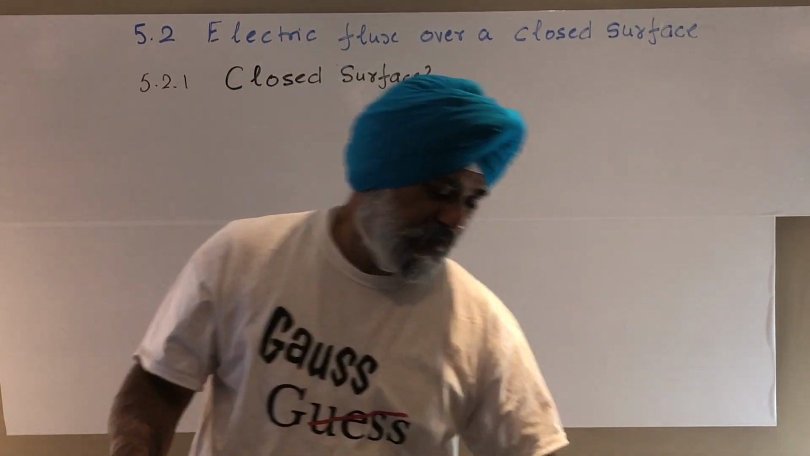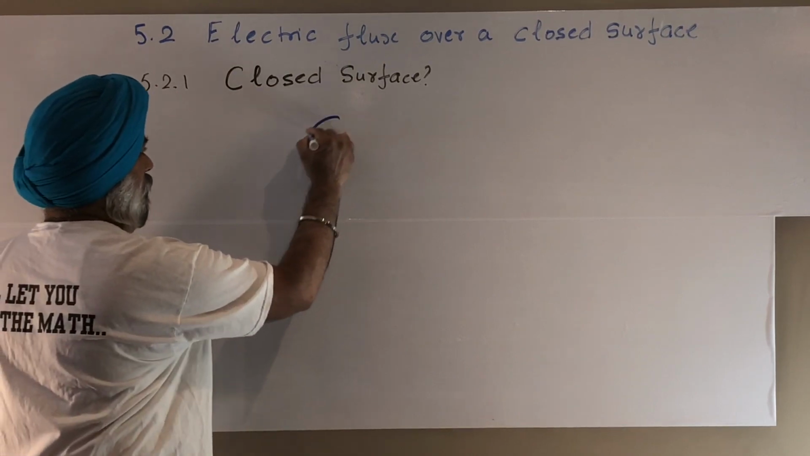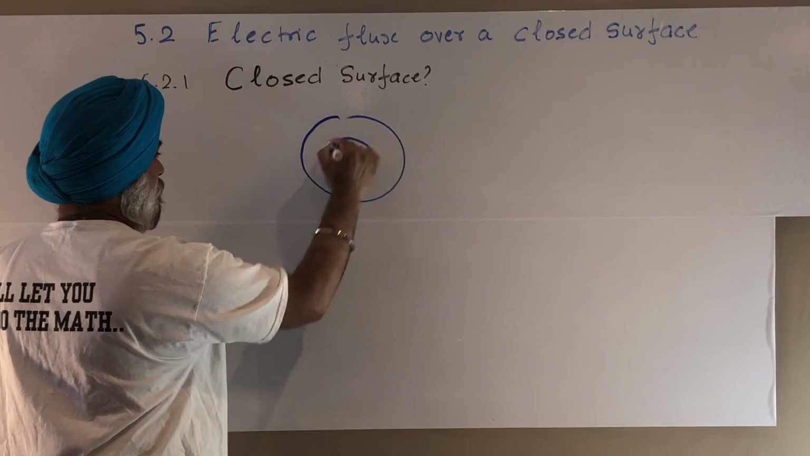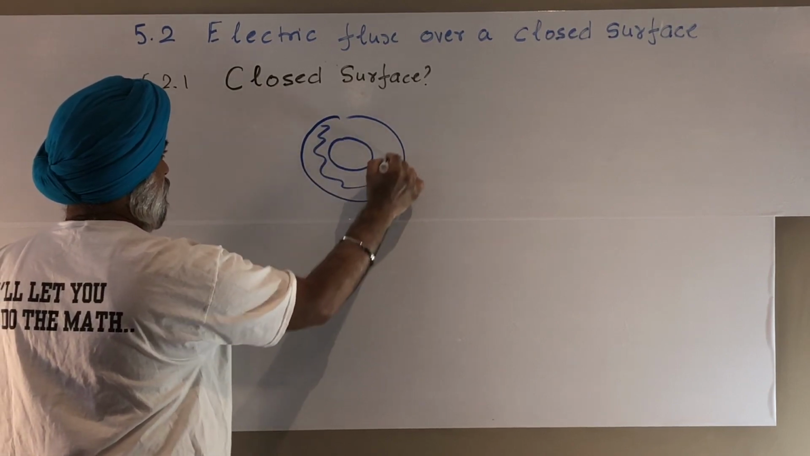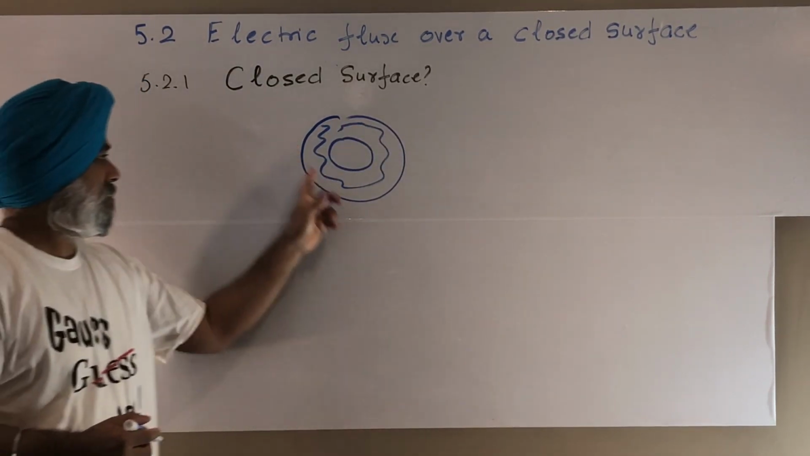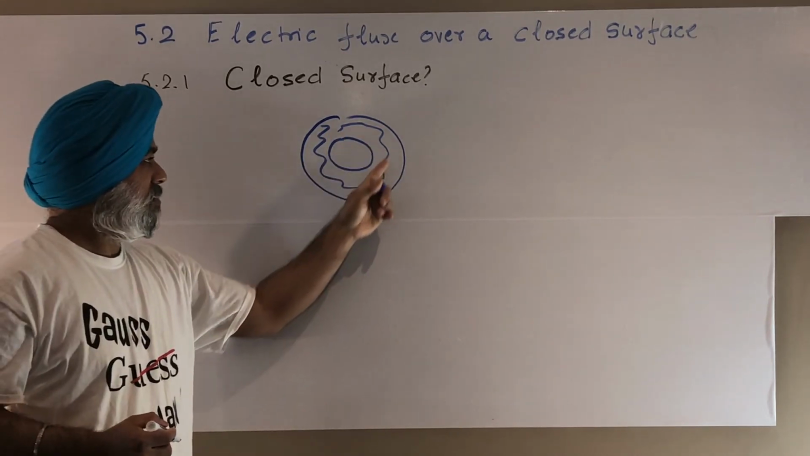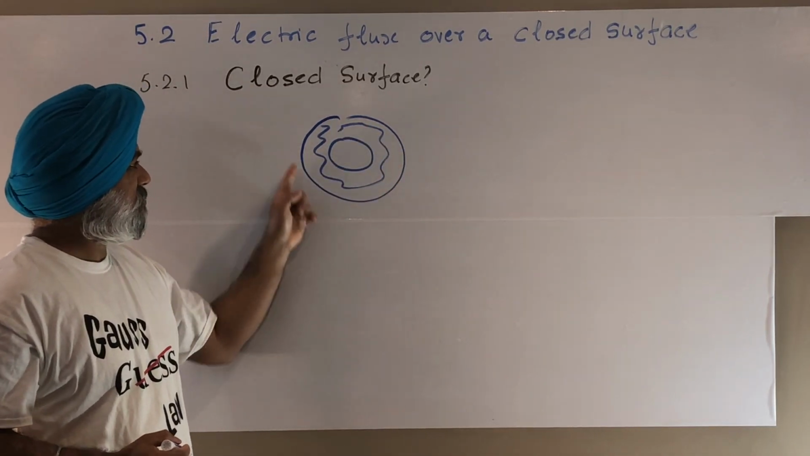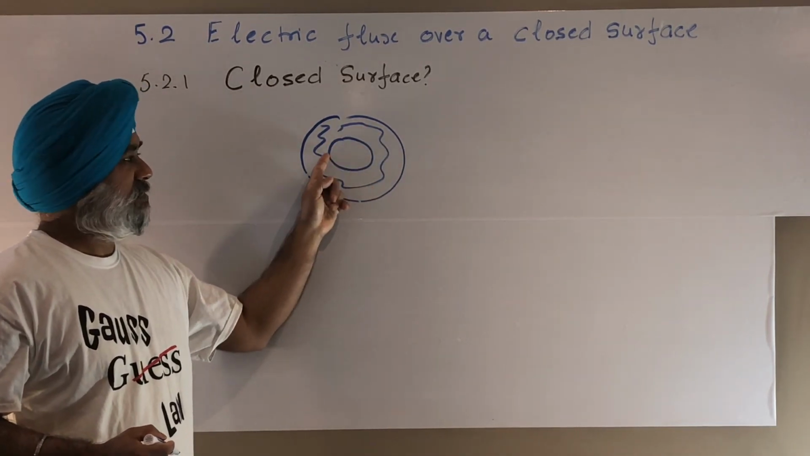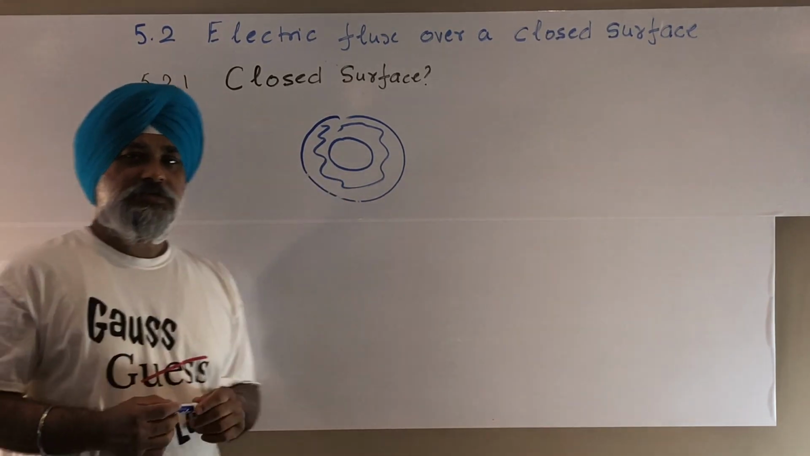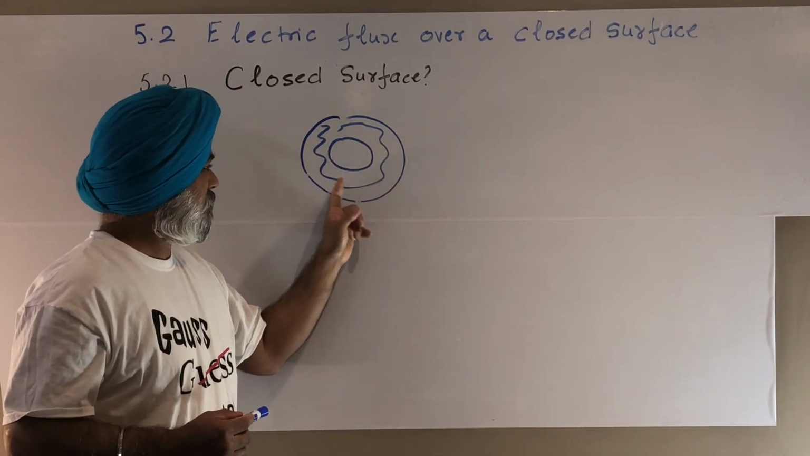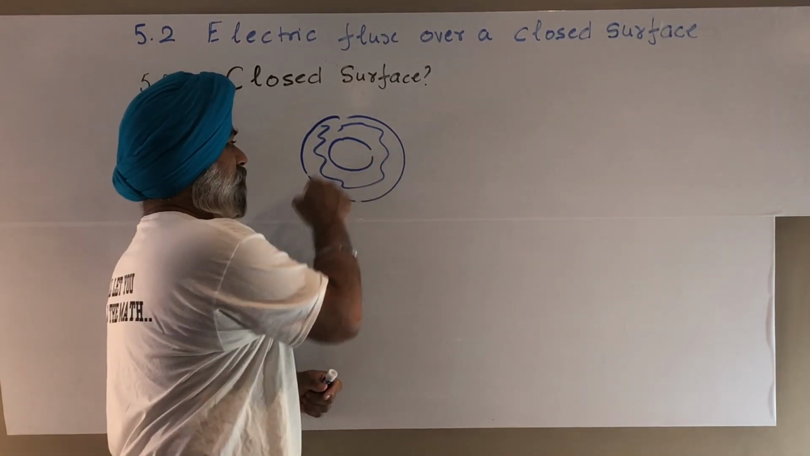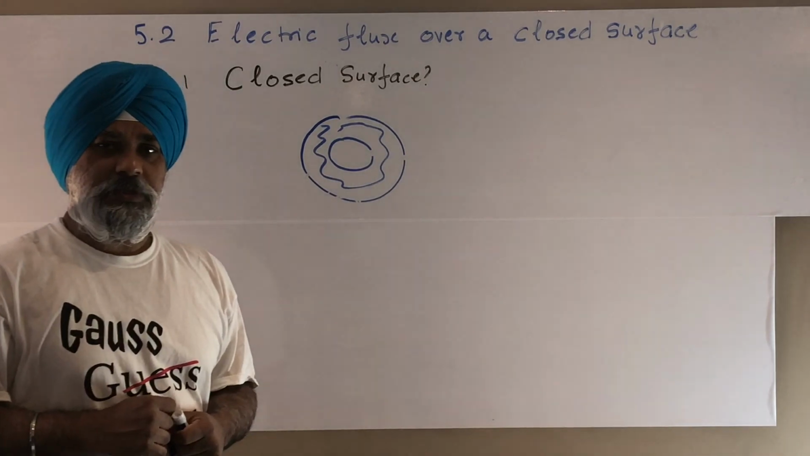I could have a sphere, an outer sphere and an inner sphere, such that there is air, or such that there is space between them. This is also a closed surface. This is a closed surface consisting of a surface on the outside and a surface on the inside. Why? It is encompassing this shaded volume, and to get to this shaded volume, I will either have to puncture a hole here or puncture a hole here.